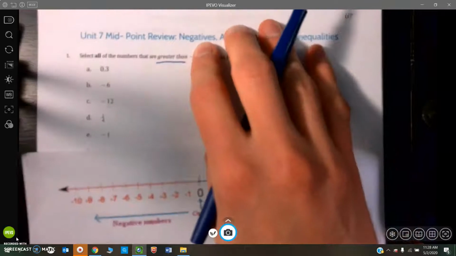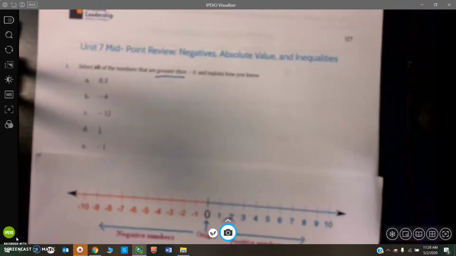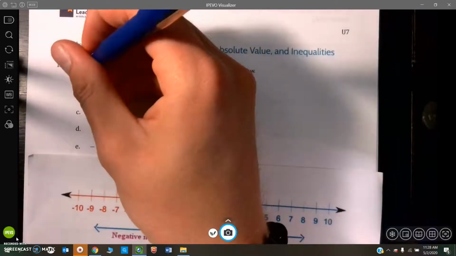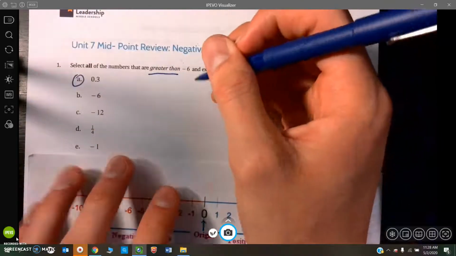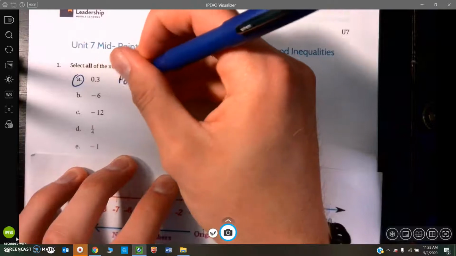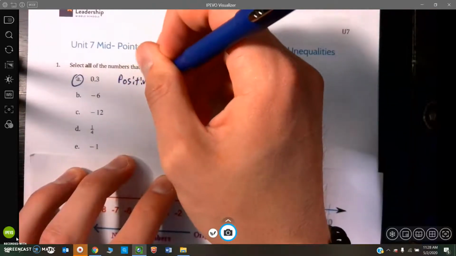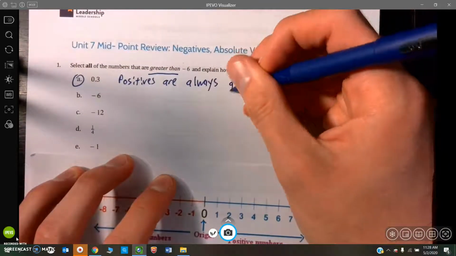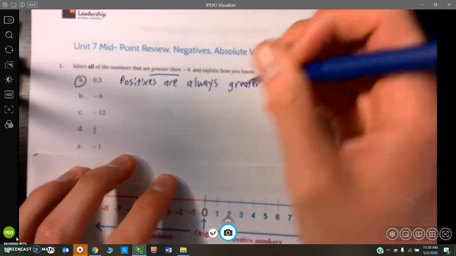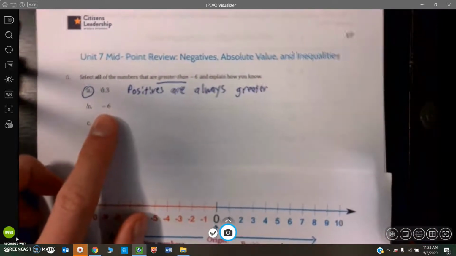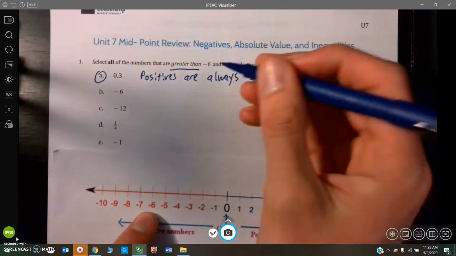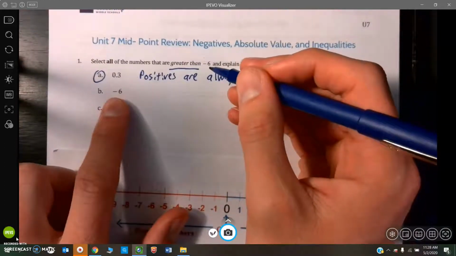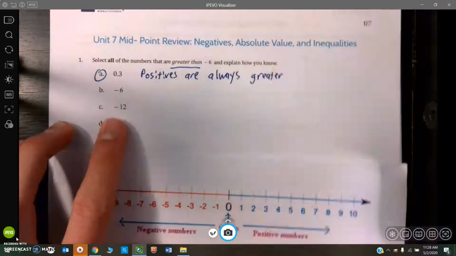So now let's go back to this. So select all the numbers that are greater than -6. I know A is greater than -6 because positives are always greater, no matter what. Now I have -6. Well, -6 and -6 are equal. So it is not greater, it is the same. So I will not circle that one.